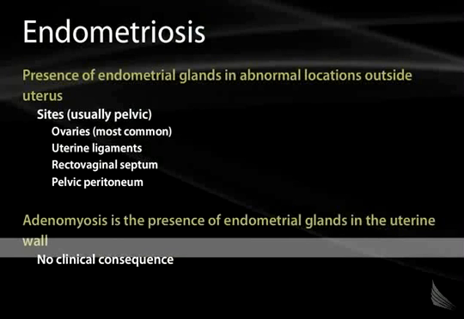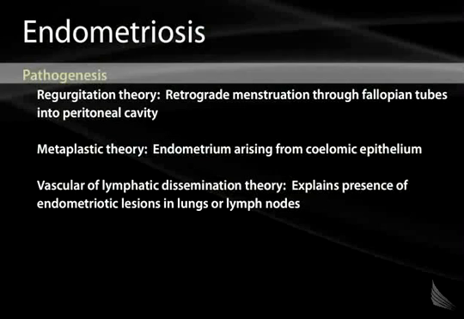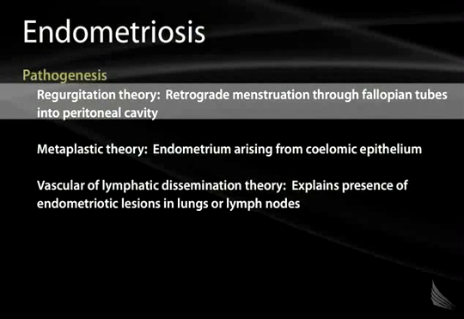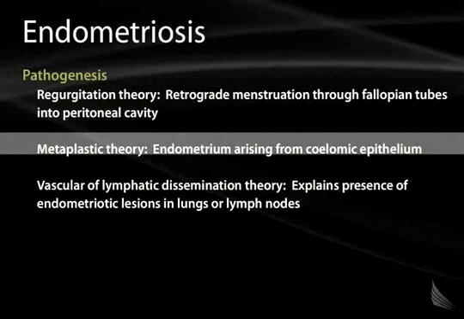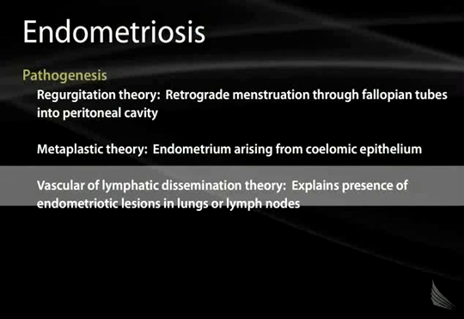The way in which endometriosis is thought to occur, there are various theories, including the regurgitation theory, which states that there may be retrograde menstruation through the fallopian tubes into the peritoneal cavity, leading to seeding of the uterine ligaments, ovaries, and other places with fragments of endometrium. The metaplastic theory, which states that the endometrium arises from a coelomic epithelium. And then what's termed the vascular or lymphatic dissemination theory. And this is thought to be the reason why you can have endometrial lesions extending all the way into the lung.